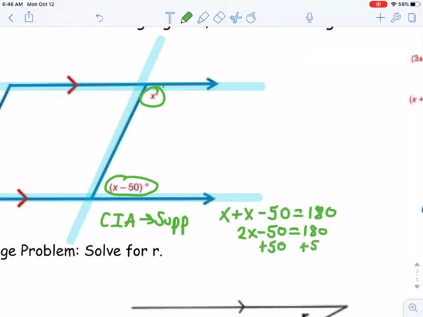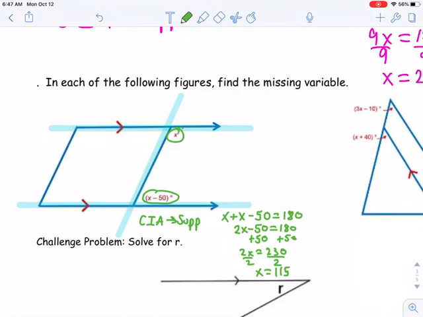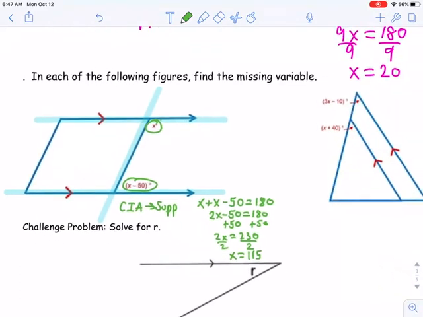Add 50 to both sides. I'm going to get 2x equals 230. And then I'm going to divide both sides by 2. And x equals 115. Neat. Okay, so that's that problem right there.